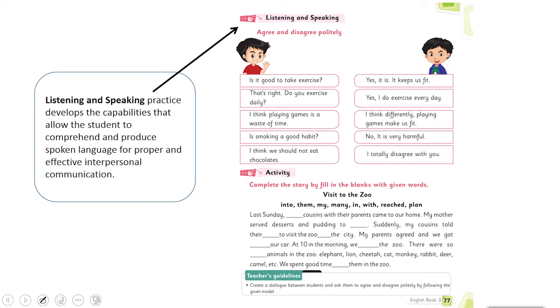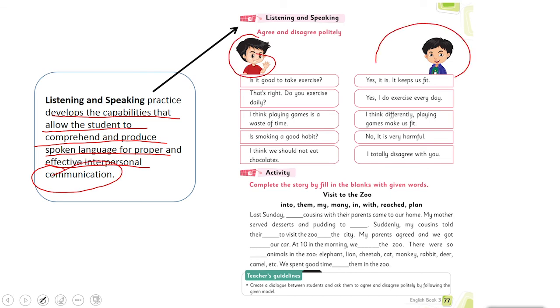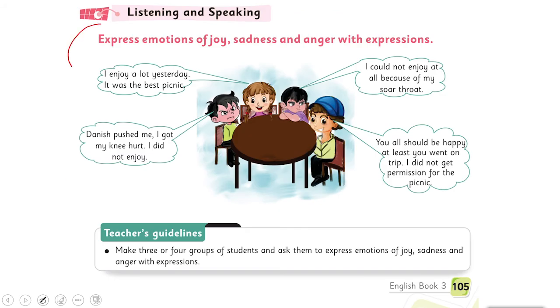Listening and speaking. Practice develops the capabilities that allow the student to comprehend and produce spoken language for proper and effective interpersonal communication. These two boys here are having a dialogue about agreeing and disagreeing politely. So it may enhance your capabilities to converse with each other in English properly. The expressing of emotions and feelings of joy, sadness and anger with facial expression, as you can see here. The expressions clearly show their emotions.